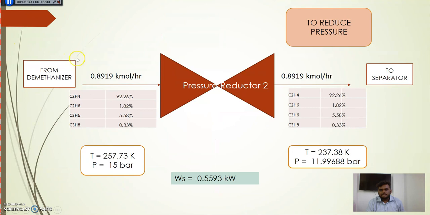From the demethanizer, the flow rate is 0.8919 kmol per hour with a temperature of 257.73 Kelvin and pressure of 15 bar. It enters pressure reductor 2, and the output is 0.8919 kmol per hour with a temperature of 237.38 Kelvin and a pressure of 11.99688 bar. And it will enter the separator, and this pressure reductor 2 is to reduce the pressure.